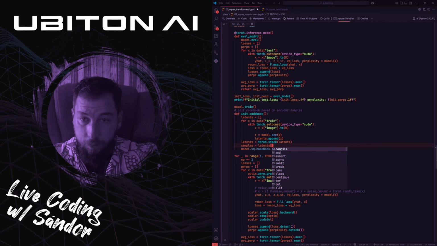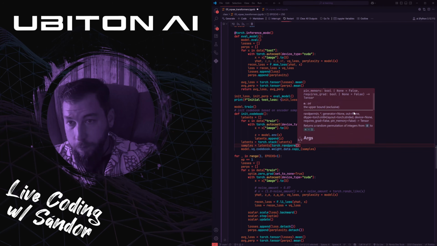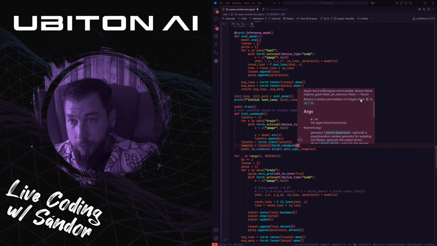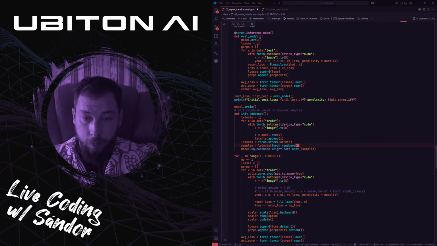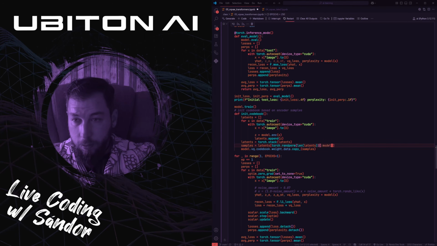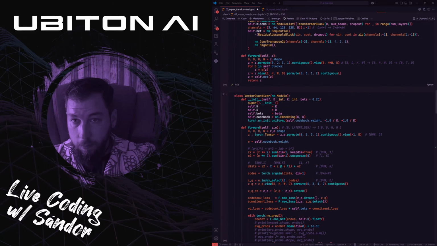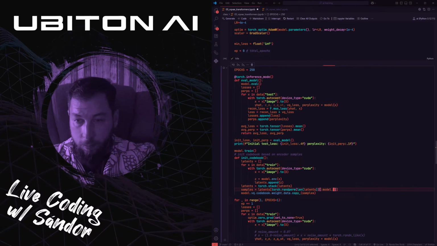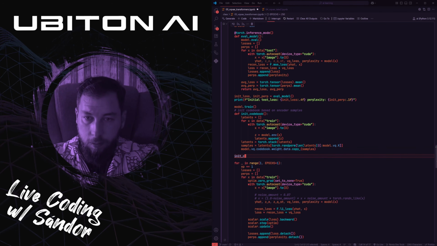So from latents torch.randperm, which returns a random permutation of integers from 0 to n-1. It's len latents. And I pick the first k. It's stored as model.k or model.vq.k. And let's call this function.